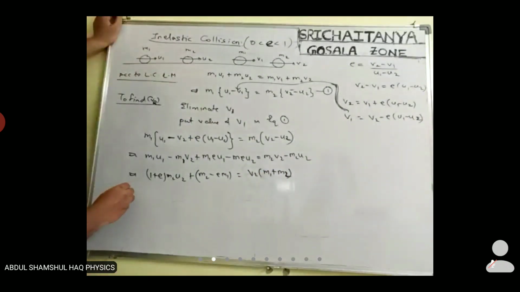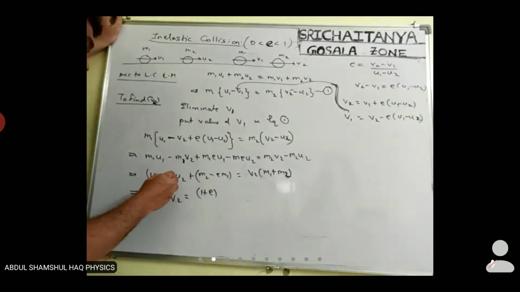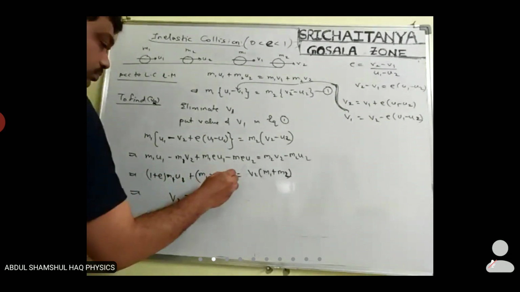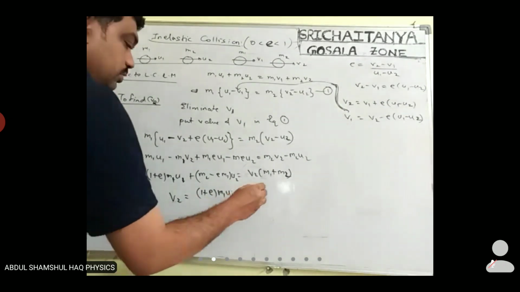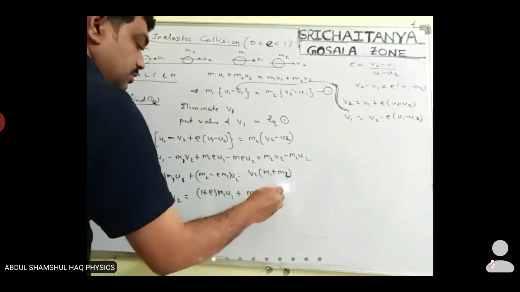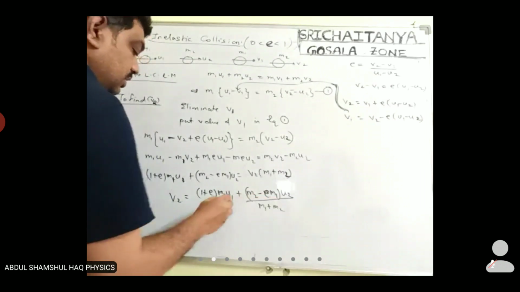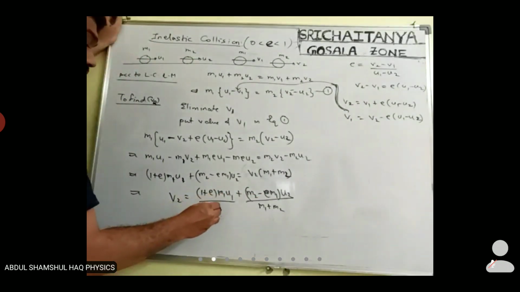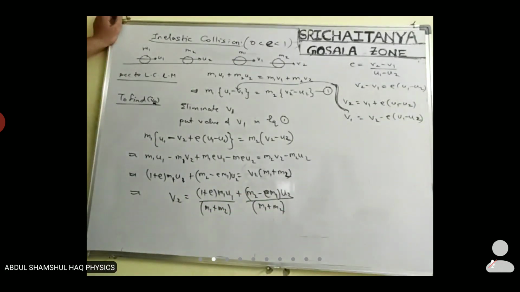So therefore the velocity V2 of the body is equal to (1 plus E) into (M1 U1 plus (M2 minus E M1) into U2) whole divided by M1 plus M2. Now, is this okay? Students, please see the continuation.